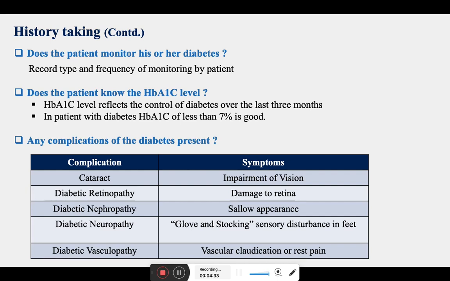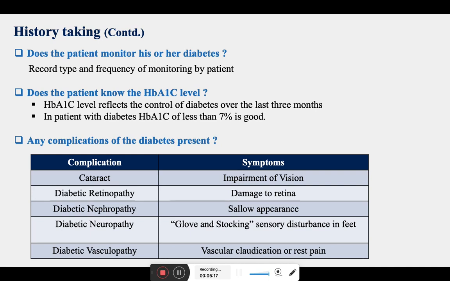Does the patient monitor his or her diabetes? Now, once we ask a patient about his diabetic status, the standard reply which we get is, we have checked it with a glucometer in the morning and it is normally 120, 130 or 140. Now we have to teach the patient about the importance of HbA1c levels. We know glucometers sometimes do not give accurate results. Once patients come to me and I ask them about HbA1c level, the majority say, sir, we do not know what these levels are. Nobody has told us. Even the attending doctor has not told us. How far it is true, I do not know.